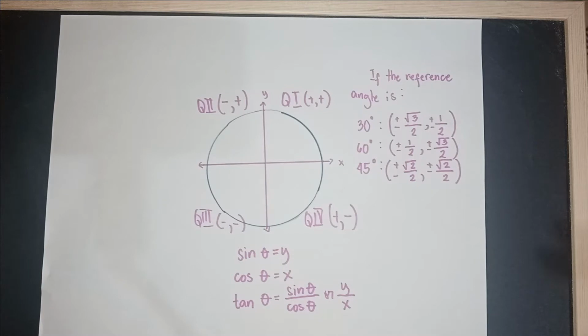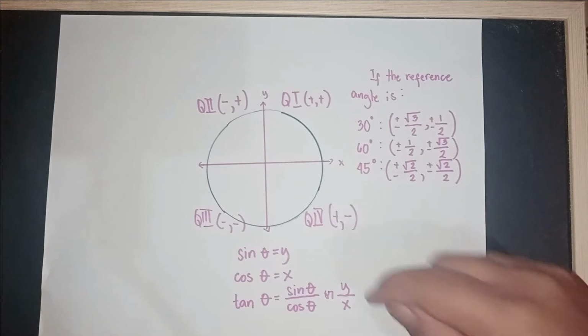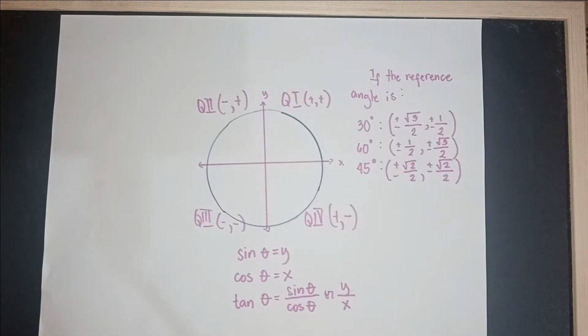Now, yung sine theta mga boss, that corresponds to the y coordinate. So, pag nahanap na natin yung coordinates ng point of intersection ng terminal side at saka unit circle, mas madali na nating makuha yung sine value ng given angle. Ibig sabihin, pag ano yung value ng y coordinate, automatic, yan na yung value ng inyong sine theta. Pag cosine theta, that corresponds to the x coordinate, at yung tangent theta corresponds to y over x.